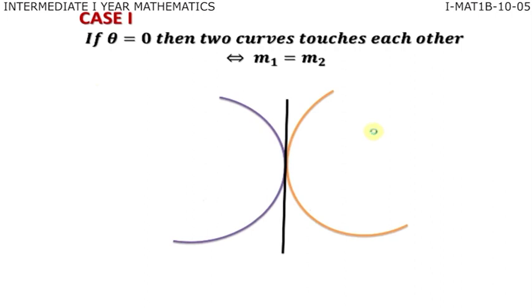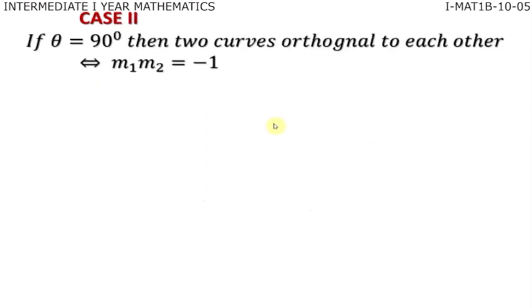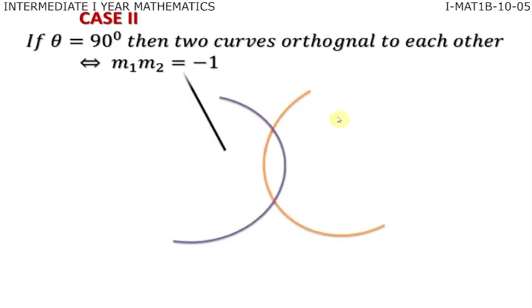In the second case, if two curves are orthogonal to each other, then the condition is m1 into m2 is equal to minus 1. If m1 into m2 is equal to minus 1, then angle between two curves will be 90 degrees. Here this is the diagram. Two curves are intersecting and tangents are so drawn. The angle between these two tangents will be 90 degrees. Based on this concept, simple formula, let us solve the problems here.